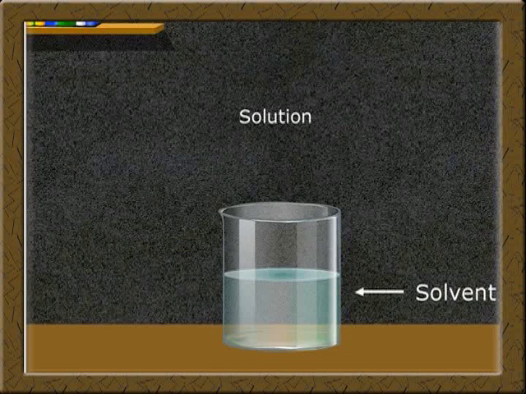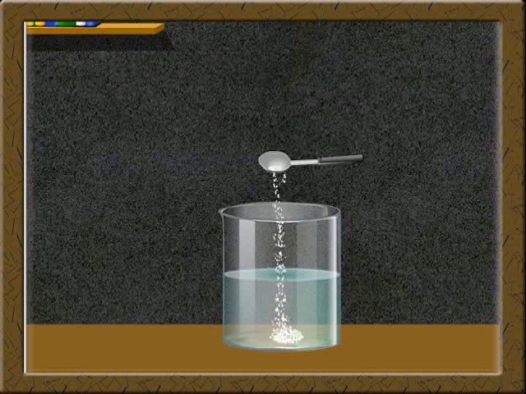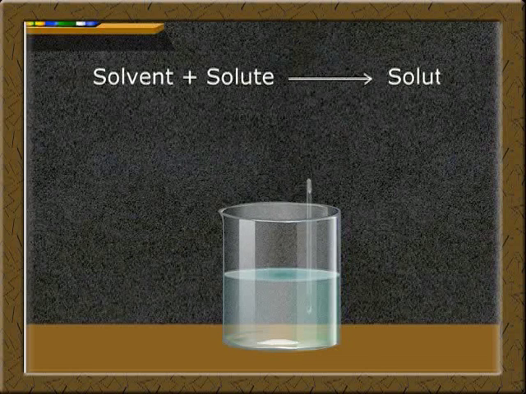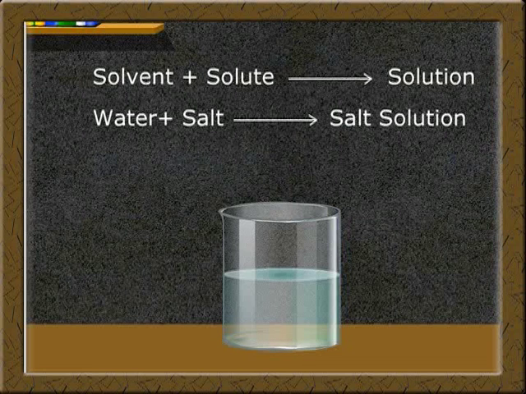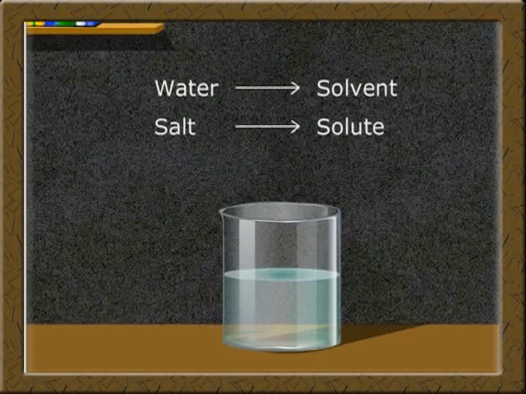Component in a solution which is more in quantity is called solvent. That which is less in quantity is called solute. Therefore, solvent plus solute makes a solution. Water plus salt creates salt solution. In the above example, water is solvent and salt is solute.